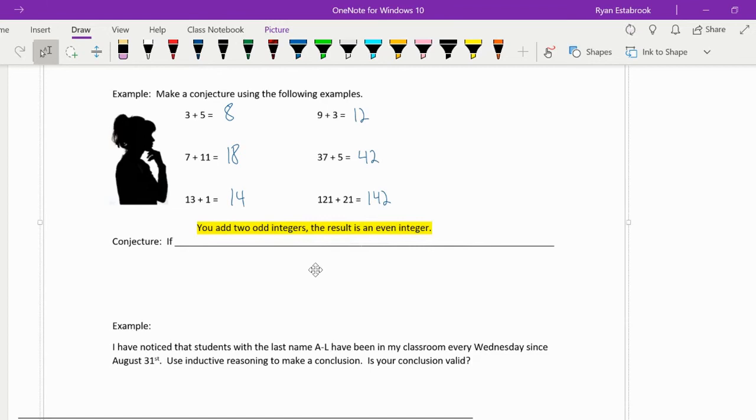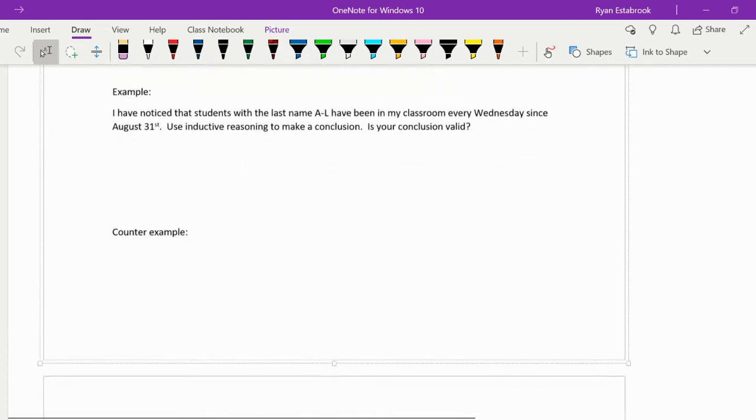Now, just because I made the conjecture, that doesn't necessarily mean it's true. Maybe this conjecture is true, maybe it's false. The thing about inductive reasoning is it's a good way to find a pattern, and to make some sort of conjecture about it. It's a good way to get the mathematical process started, but again, it's not proving it definitively. Let's look at an example.